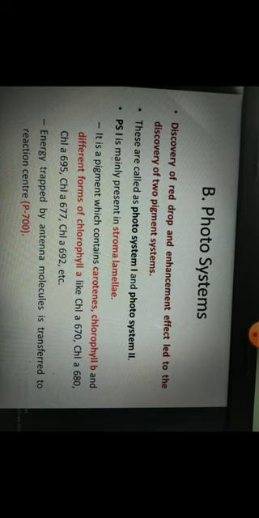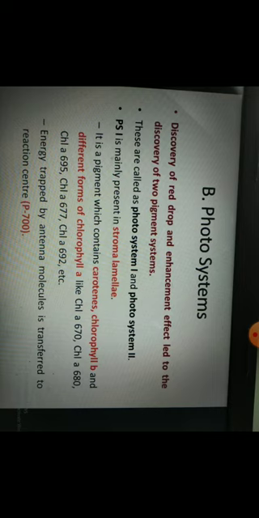Remember, these photosystems are actually special chlorophyll molecules present on thylakoid membranes, because light reaction, I already told you, takes place on the thylakoid membrane. Photosystem 1, PS1, is mainly present in stromal lamella. Stromal lamella are those thylakoids present in the stroma which interconnect the grana together. So PS1 is present in the stromal lamella.